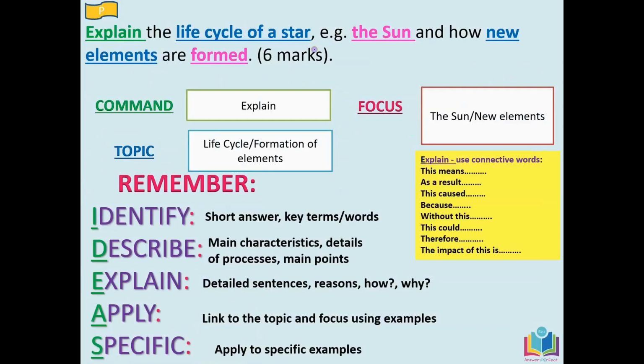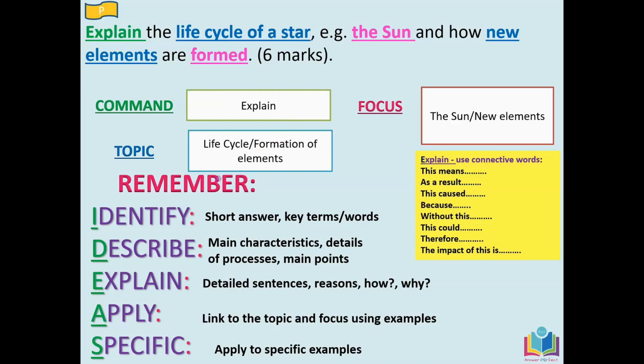So it says, explain the life cycle of a star, for example, the Sun, and how new elements are formed. Well, it's really important that we find out what the command word is. Then we know how to structure our answer. So here, the command word is explain. You may get some like compare, evaluate, justify, discuss. So it's really important that you actually learn what that means.